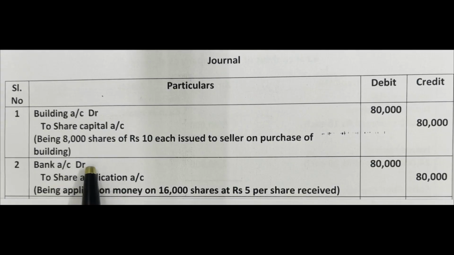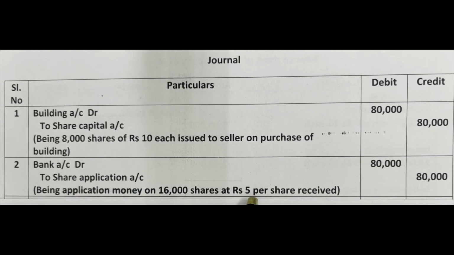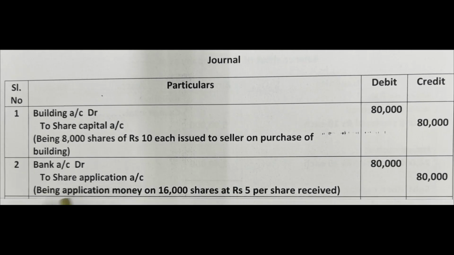Second entry, bank account debit to share application account. On 16,000 shares at the rate of 5 rupees each, application money came. Mention that as a narration: being application money on 16,000 shares at 5 rupees per share received.